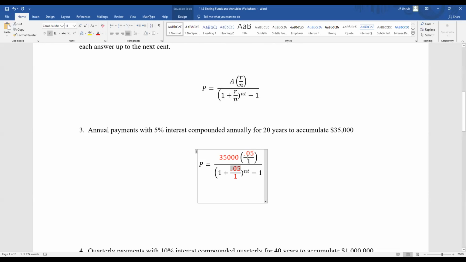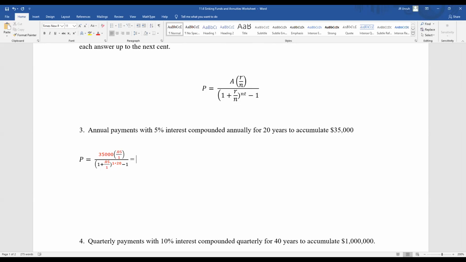Make that nice and red so we can see it a little bit better. And our N is the number of periods. Again, in this compounded annually, there's only once per year, and it is times 20 years. So we're going to make that just like that. Okay, and for this one, again, with your calculator, plug those numbers in, and you should get 1,058.490522. Okay, that's what I get for my answer.